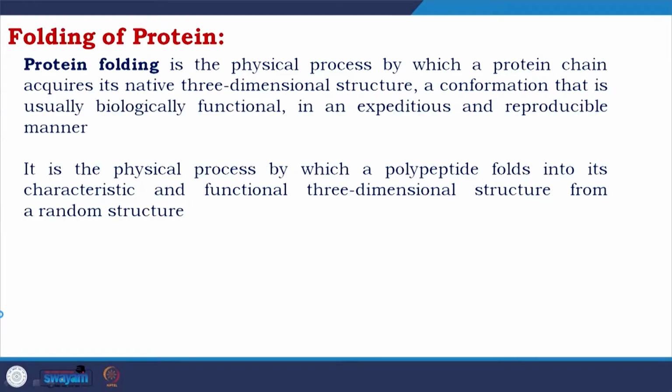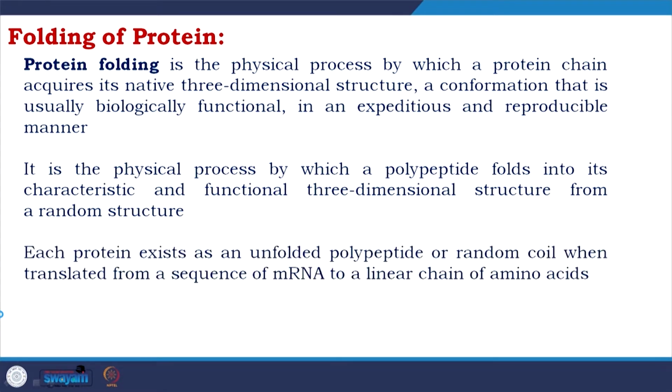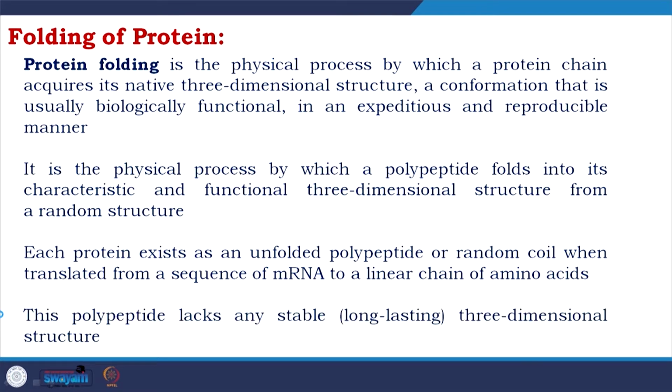It is the physical process by which a polypeptide folds into its characteristic and functional three-dimensional structure from a random structure. Each protein exists as an unfolded polypeptide or random coil when translated from a sequence of mRNA to a linear chain of amino acids. This polypeptide lacks any stable three-dimensional structures.